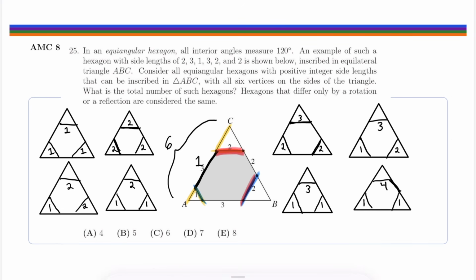So we're done counting our cases, and we know that there's 8 of them, so our answer will be E, 8.